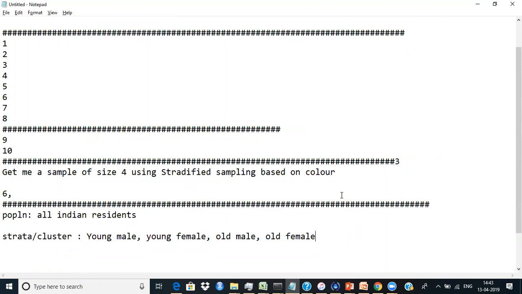Sir, in strata, you talk about ratio. Sorry, I was talking about proportion, right? So when I say proportion, it basically means you will collect data from the sample in the same proportion as they exist in the population.